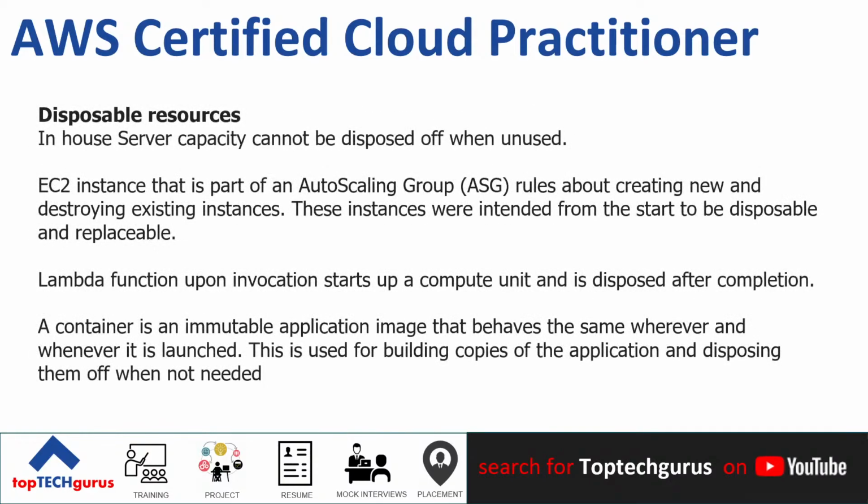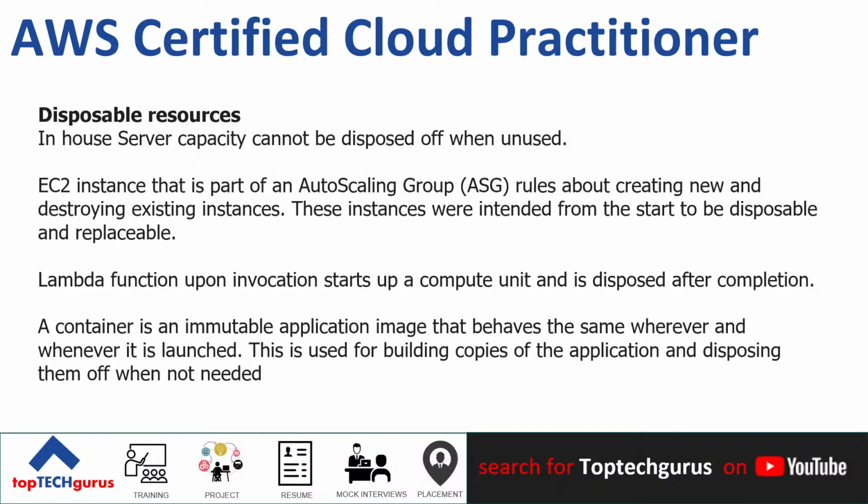But when you actually have disposable resources, you can dispose of the resources when you stop using them. For instance, you've seen EC2 instances that are part of auto scaling groups. In that case, when you have an EC2 instance, you build it up, and then when you don't want it, you just dispose of it.